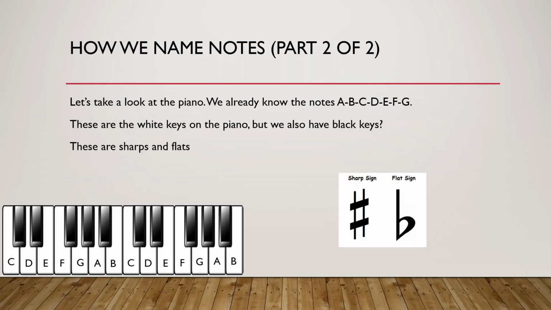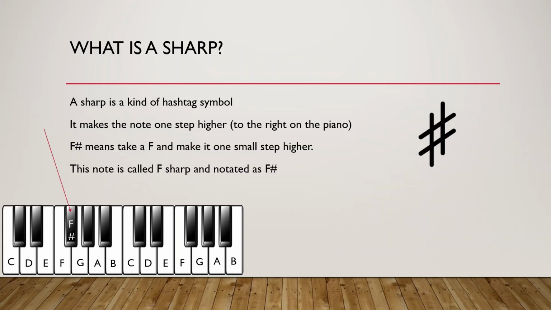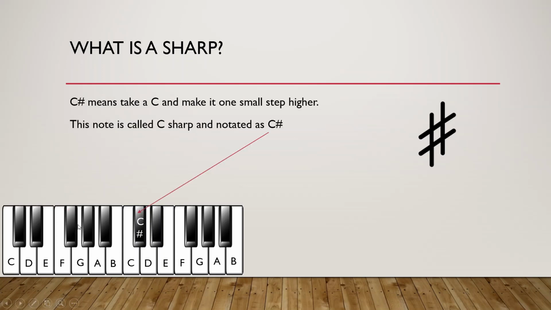So, if we take a look at the piano or the accordion, we already know the notes A, B, C, D, E, F, G, and after G comes A again, right? And these are the white keys on the piano, but we also have black keys. And these are what we call the sharps and flats. So first the sharp. A sharp is a kind of hashtag symbol and it makes the note 1/2 step higher to the right on the piano. So F sharp means we take an F and make it 1 small step higher. And this note is called F sharp and notated as F hashtag. So C sharp means we take a C small step higher, we get C sharp.